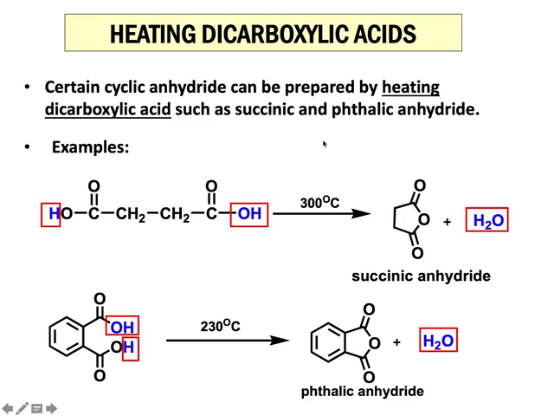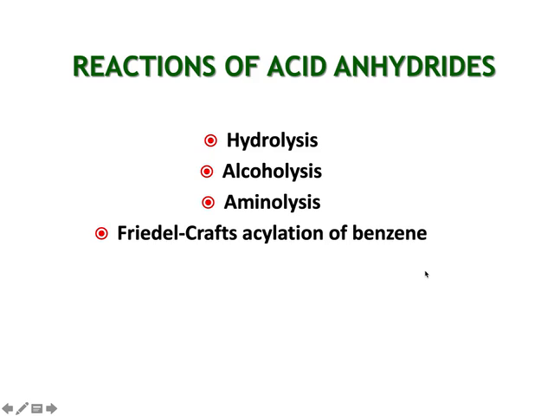So this one, we want to prepare acid anhydride by heating dicarboxylic acid. Heating dicarboxylic acid at high temperature, because there are two OH groups at the ends of the acyl group. So that's why we need a high temperature to produce acid anhydride, and the side product is water.